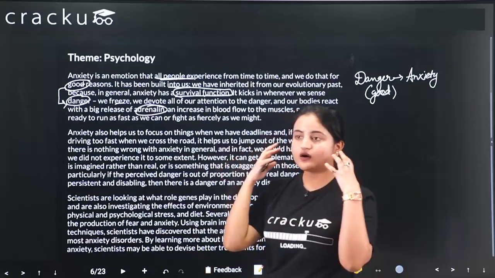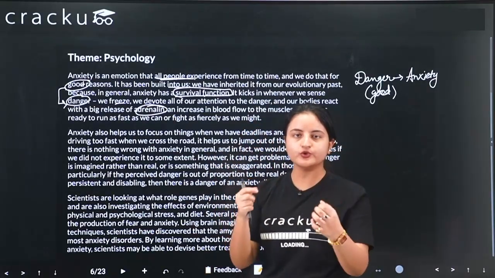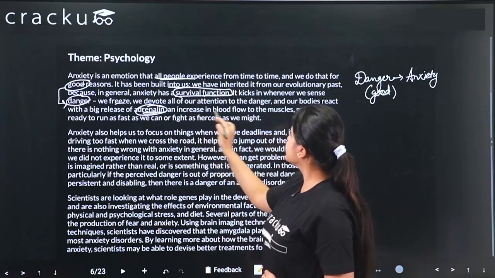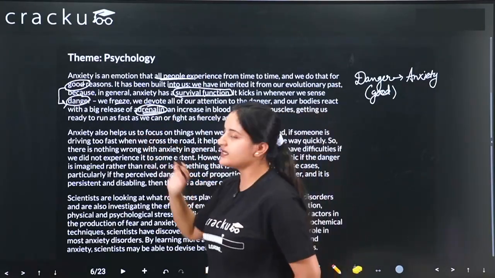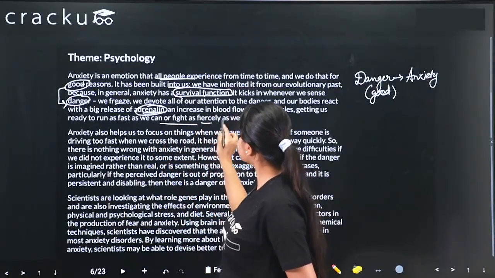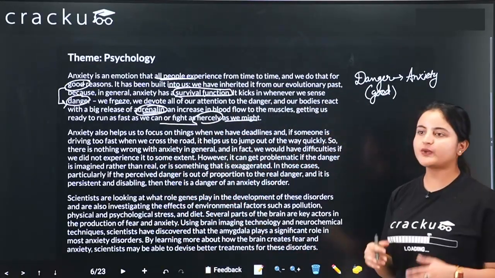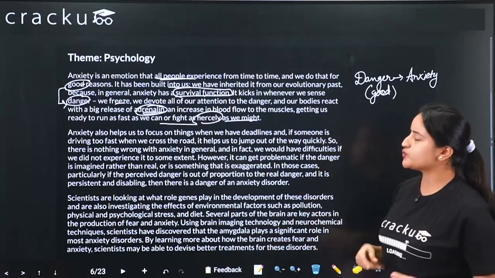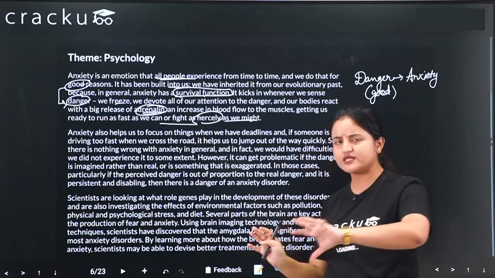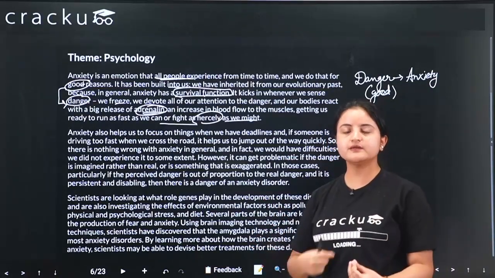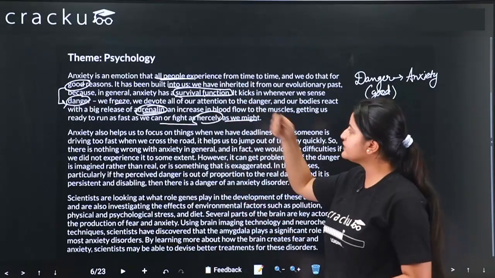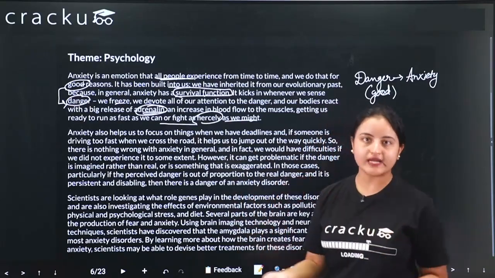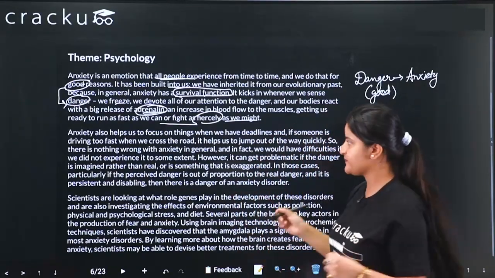We freeze. Our entire attention goes into tackling the danger. And this hormone is released, adrenaline, an increase in blood flow to the muscles, getting us ready to run as fast or fight as fiercely as we might. So we are talking about the fight-or-flight response of anxiety. So anxiety is good in the sense that whenever danger comes, it is allocating all our attention and the proper resources of the body into tackling the danger. It is helping us to fight. It is helping us to flee also. It is helping us analyze that quickly.